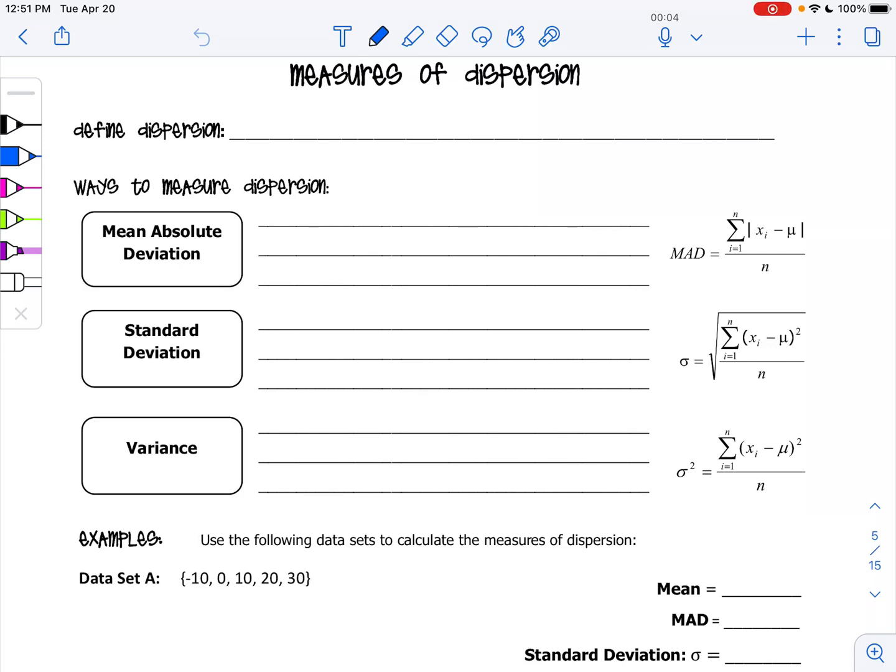In this statistics lesson, we're going to talk about our measures of dispersion. This talks about how our data is dispersed. So when we define the word dispersion, it's how the data is spread about the mean.